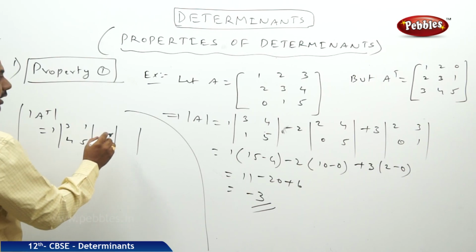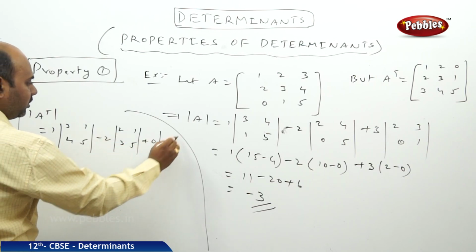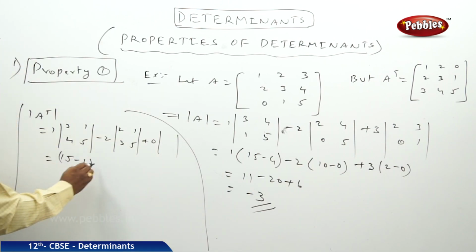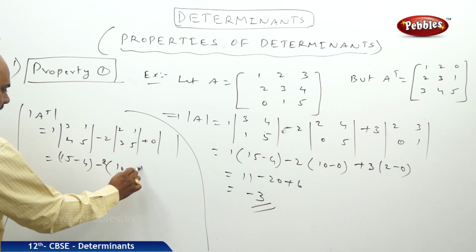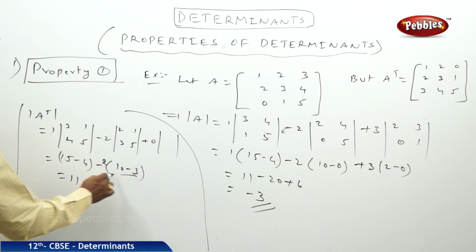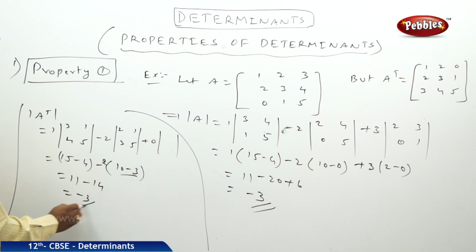So what will we be having? 2 1 3 5 plus 0, and anything times 0 will be 0. So here 15 minus 4 minus 2 into 10 minus 3. So 15 minus 4 is 11, and 10 minus 3 is 7, 7 into 2 is 14, 11 minus 14 is minus 3.